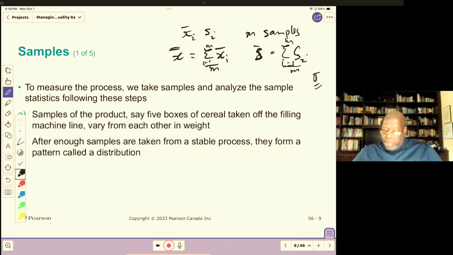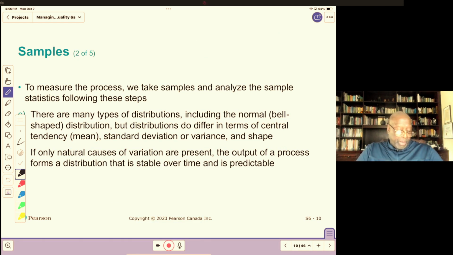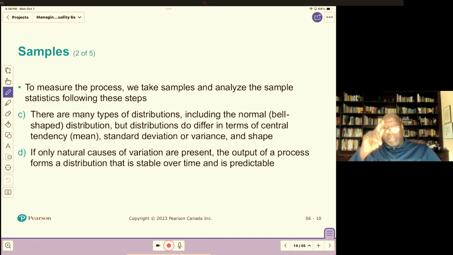So we take essentially samples. Say, for example, 5 boxes of cereal taken off a filling machine vary from each other in weight. Enough samples are taken to form a stable process, and they form what we call a distribution. So to measure the process, we take samples and analyze the statistics as follows. There are many types of distributions, including the normal, which is the bell-shaped curve. But distributions do differ in terms of central tendency, that is the mean, and the standard deviation, which is the variance, and the shape of them. Sometimes it can be slightly skewed, etc.